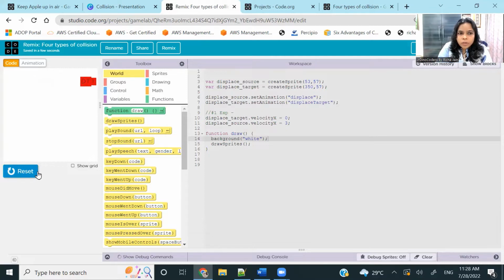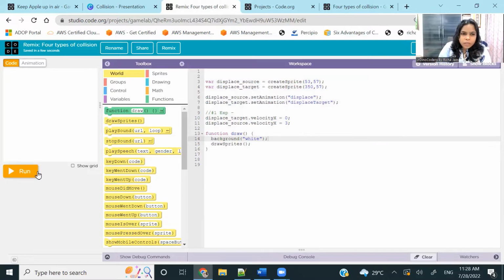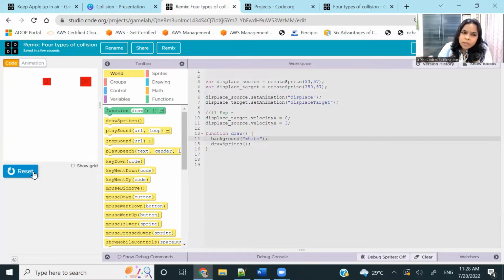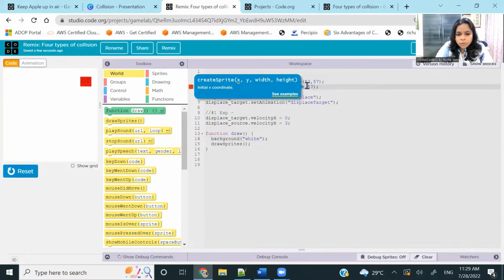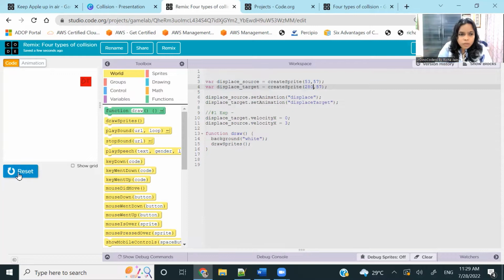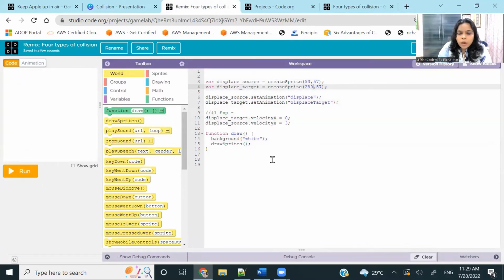Okay, so what do you see? Because we have not put in any type of collision, this source simply passes by the target. The target is still at one place. But if I want them to move along, to give a displace collision, first I will have to give that collision. So first, let me move this to maybe 280 position. This seems to be towards the right-hand side. Yeah. Now we will put up this command.